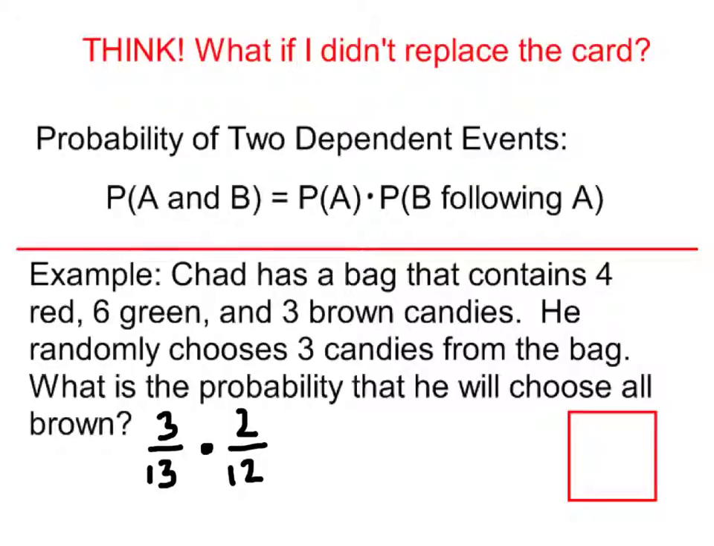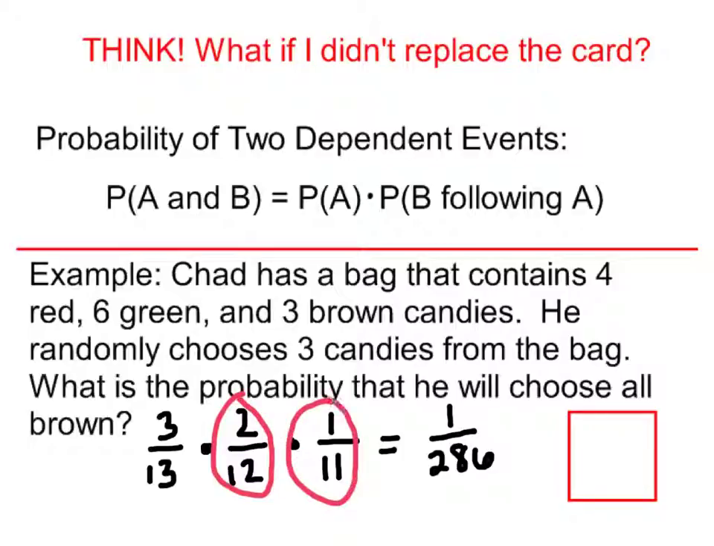Now for the third and final event, assuming that the first 2 happen the way we want to, and again, that's the way we're always going to go about this, there would be 1 brown candy left out of 11 candies total in the bag. We then multiply these together, and the simplified product comes out to 1 out of 286. That would be the probability of that dependent event. Again, the probability of the second event and the third event depend on what happened prior to this, because we did not replace any candy in the bag after taking one out.